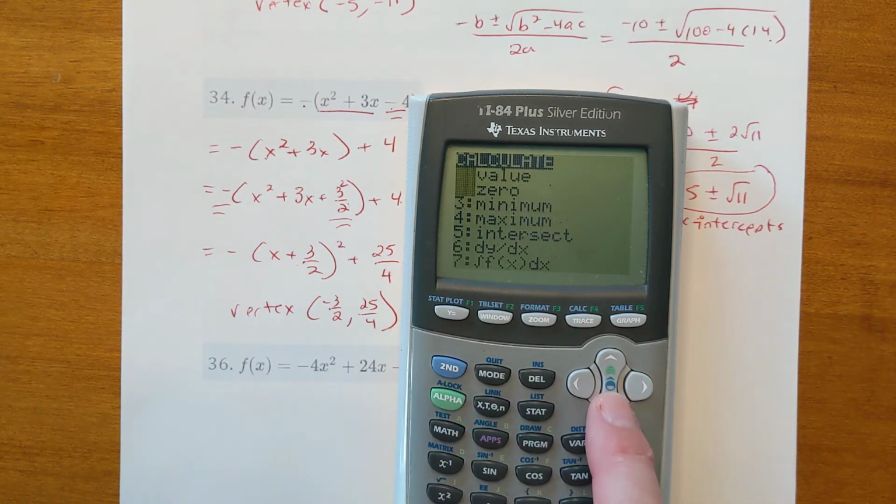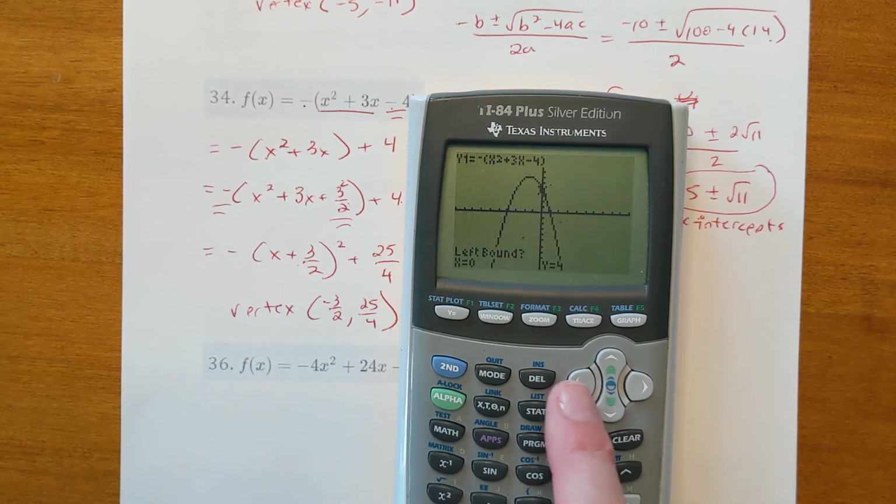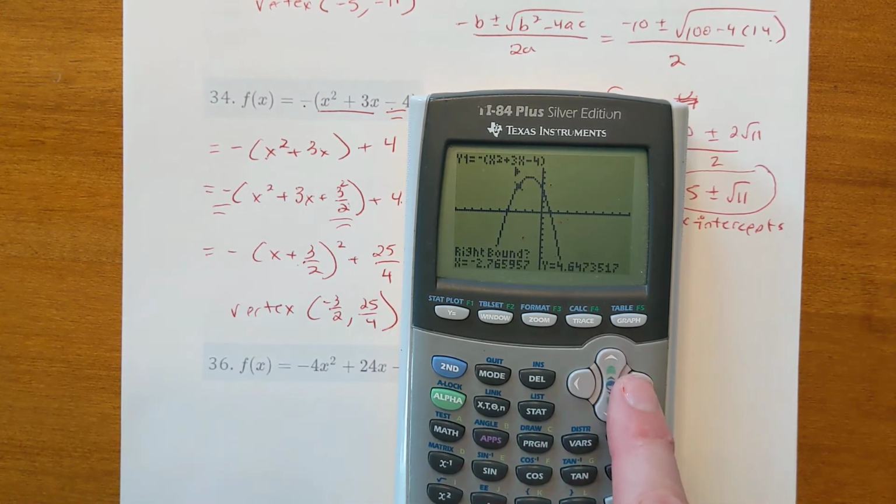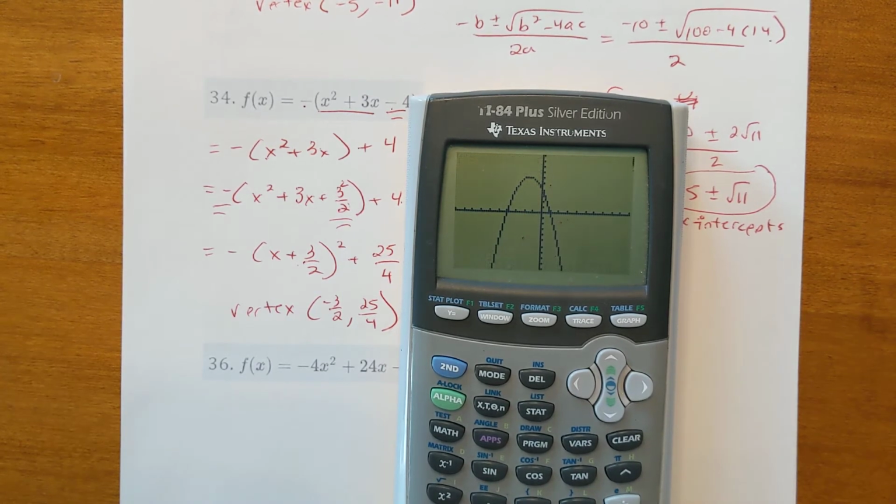So second, calculate the max, which will give you the vertex. So going to the left, if you want to check your work, hit enter. Go to the right, hit enter, and enter again. And we get negative 1.5 and 6.25, which is what 25/4 is.